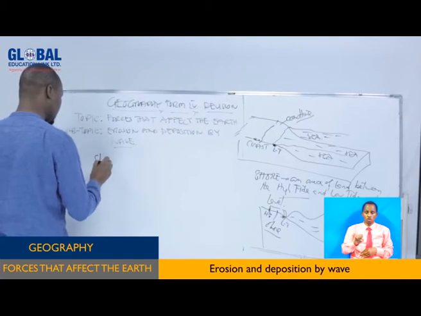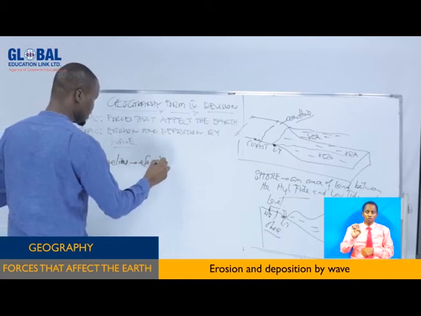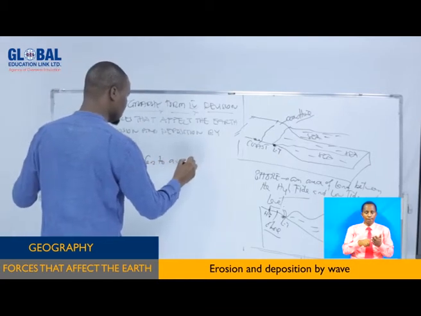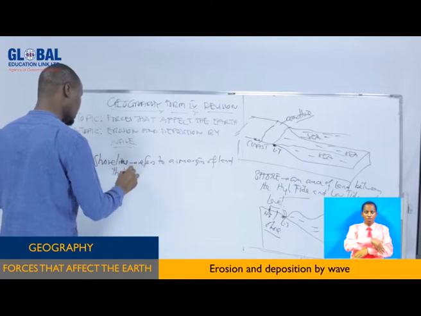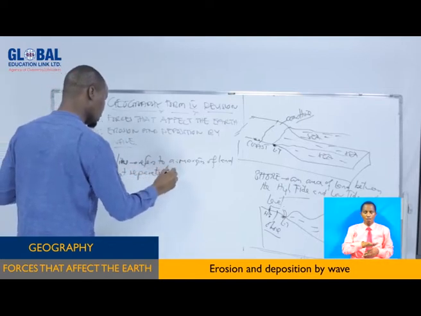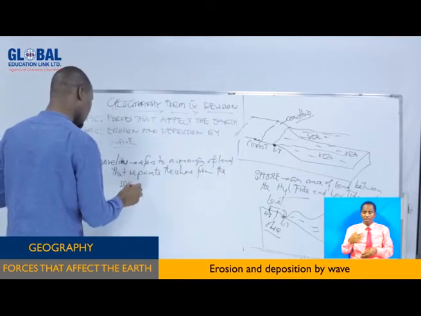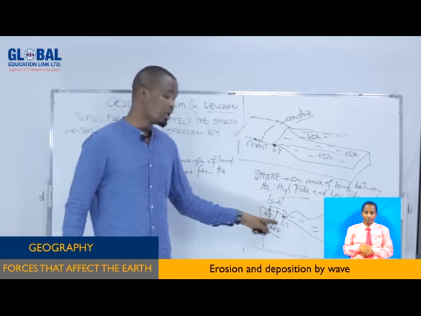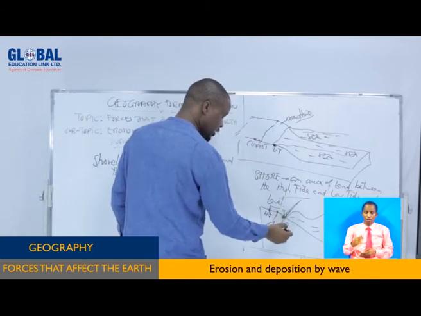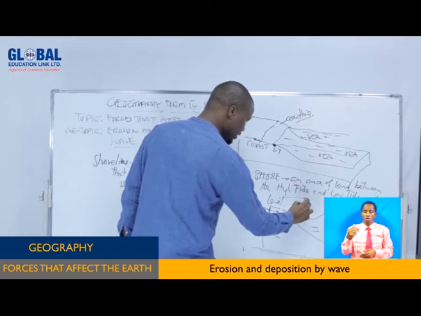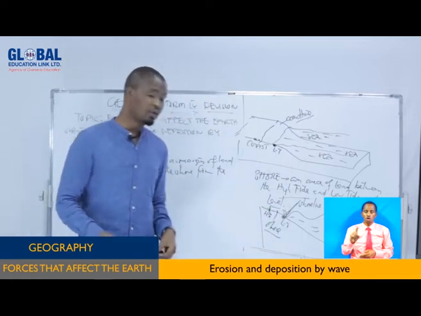So we have the shoreline right here. The shoreline refers to a margin of land that separates the shore from the sea. So it normally occurs at the low tide water level right here. Because this is a shore, it means right here at the low tide water level is where we find what is called a shoreline, a margin of land separating the shore from the sea.